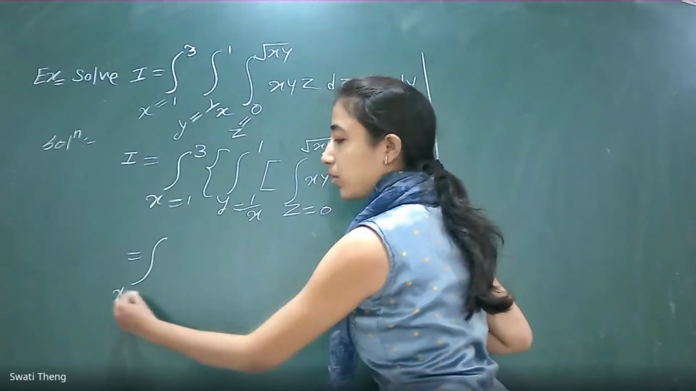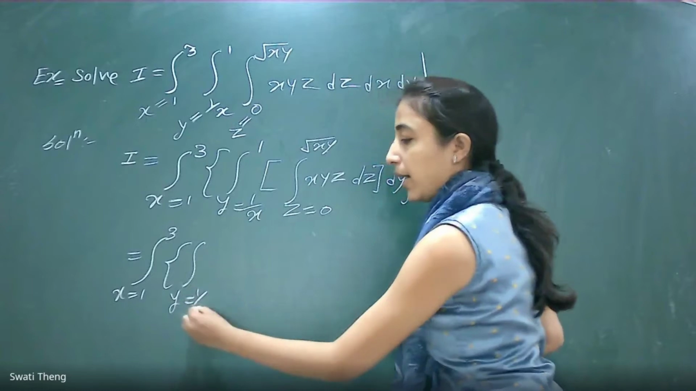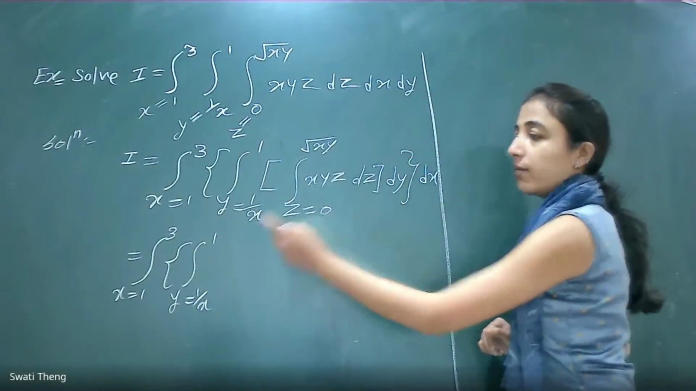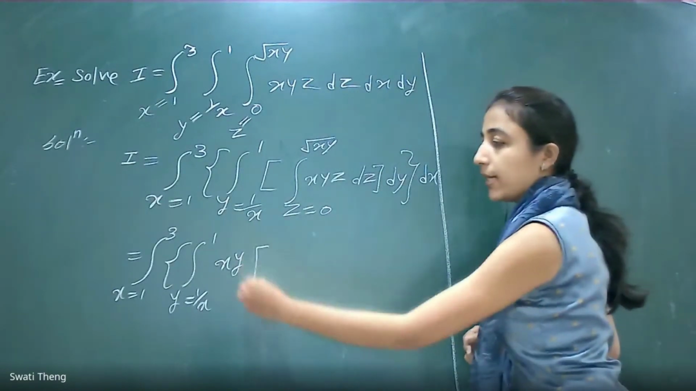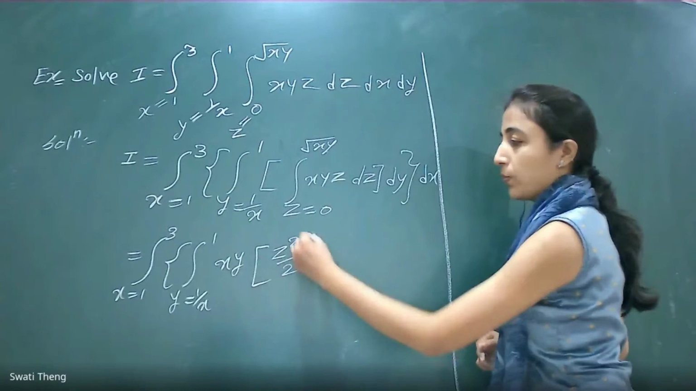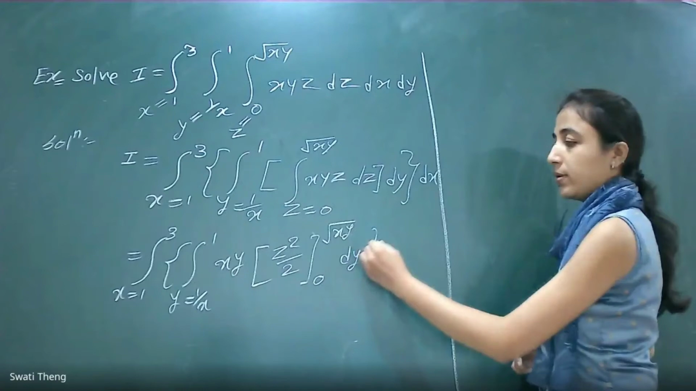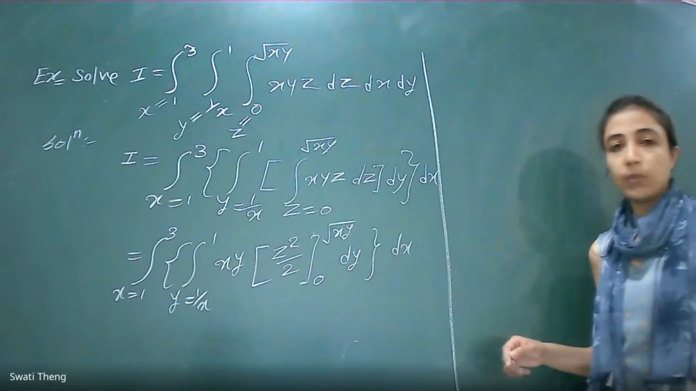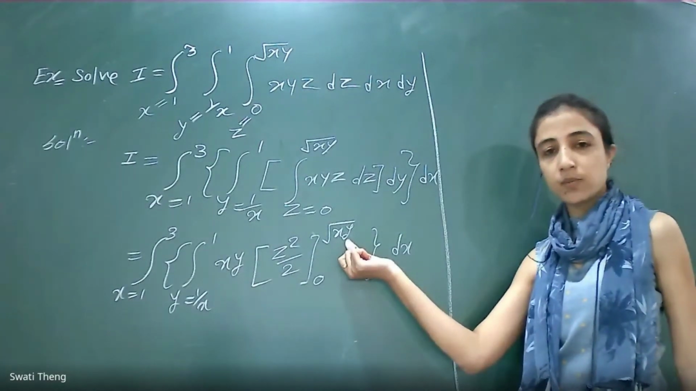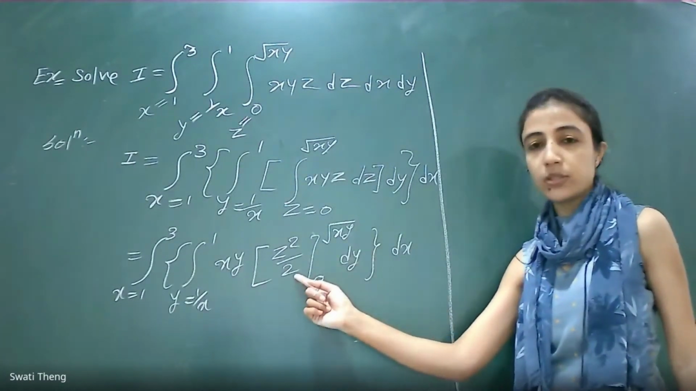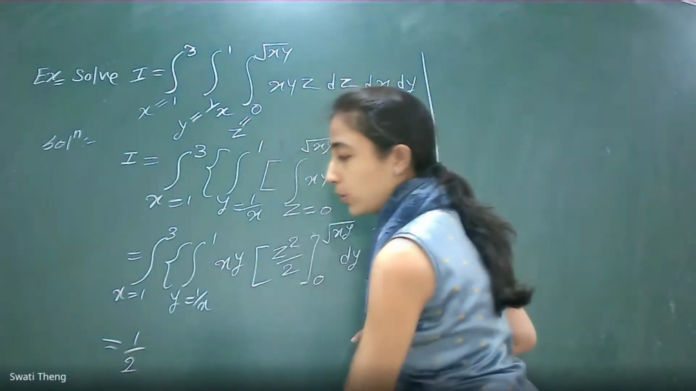So here x varies from 1 to 3. Then next y varies from 1 by x to 1. Here xy is constant outside. Integration of z dz is z square by 2. Limit is 0 to under root of xy, dy dx. Now put upper limit minus lower limit. So it contains z square. Upper limit square will be xy because of the under root, and this constant 2 we can take outside. So here 1 upon 2 constant we can take outside.